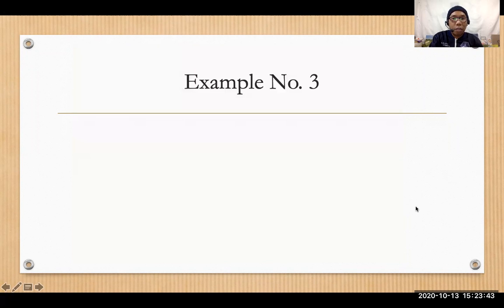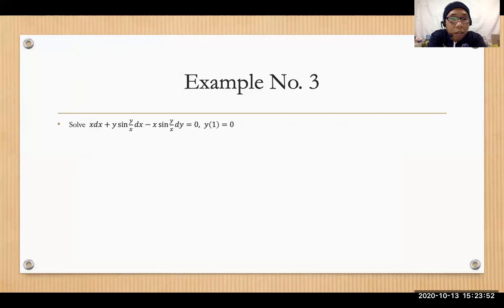Let's do this. Example number 3, let's solve a particular solution. So, can you see this one, guys? Solve x dx plus y sine of y over x dx minus x sine of y over x dy equal to 0. May condition tayo dito since we are after, fighting for the particular solution. When x is equal to 1, y is equal to 0. Ang ibig sabihin itong ating condition. Now, the question is, homogeneous equation ba ito or not?